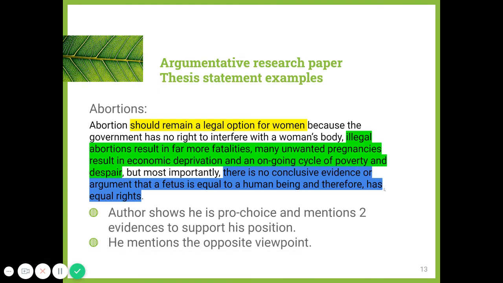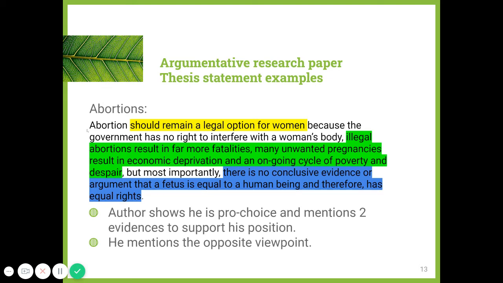So, argumentative research paper, thesis statement, example. Remember, we're talking about abortions. Here is a one-sentence thesis statement. Let's read it together. Abortion should remain a legal option for women because the government has no right to interfere with a woman's body.